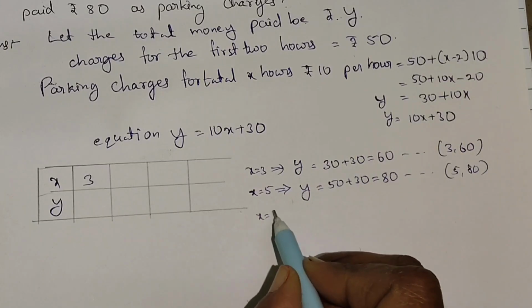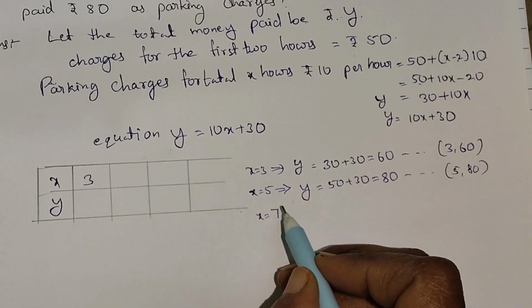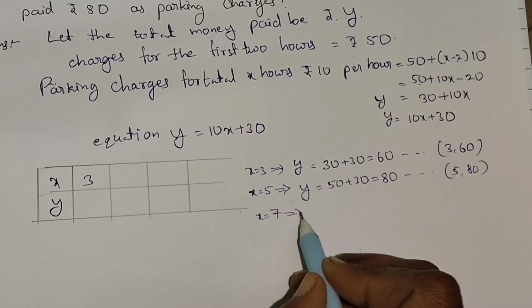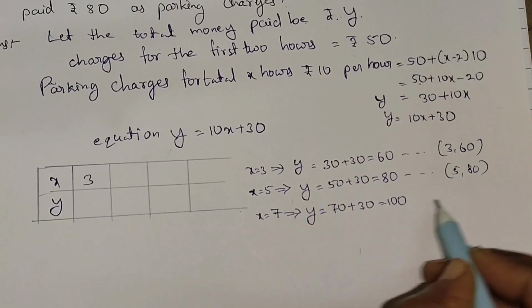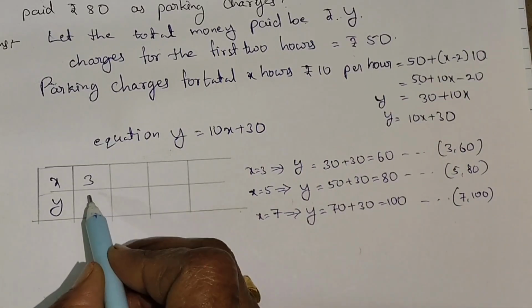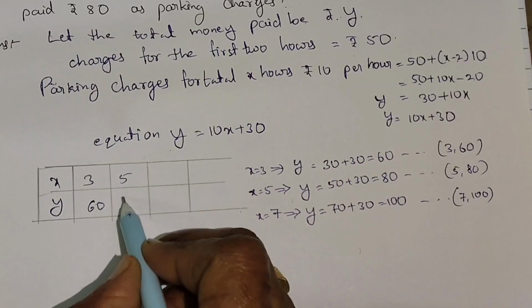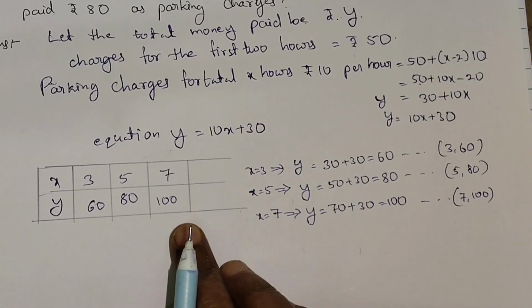So next we take 7. Y is equal to 70 plus 30, 100. So 7 comma 100 is the point. So for 3 it is 60, for 5 it is 80, for 7 it is 100. So we use these points and draw the line.